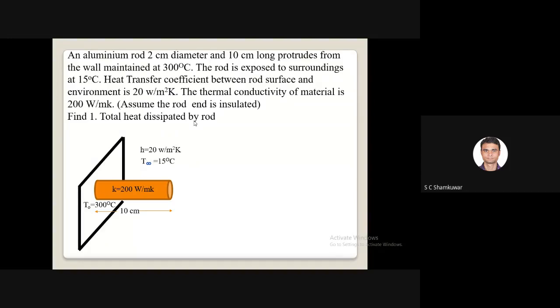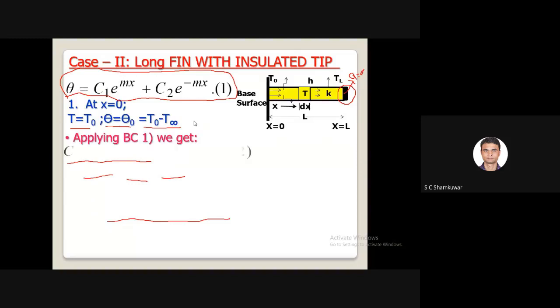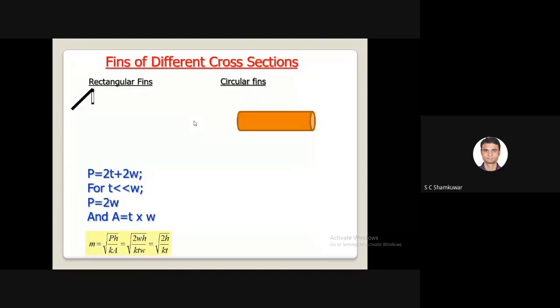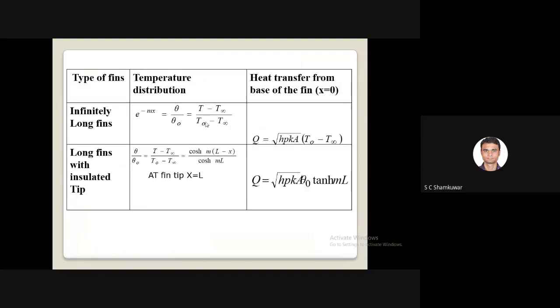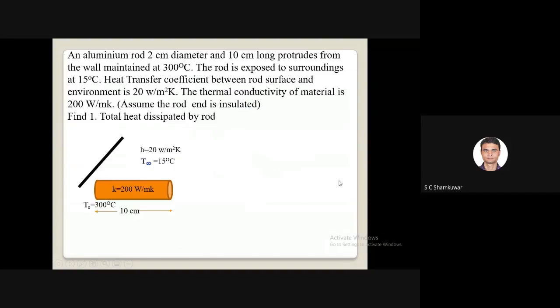You have to find out Q. So how to find out Q? You know the formulas now. You know the formula, na? We have seen the formula here. This is the second case. This is the formula. Okay. Q is equal to under root H P K A theta naught tan H ml.